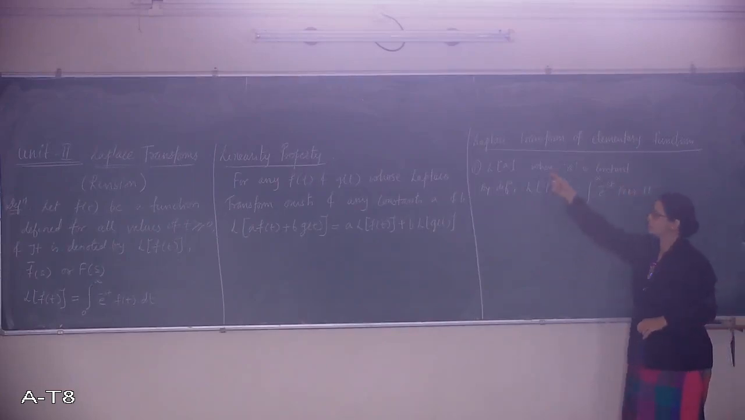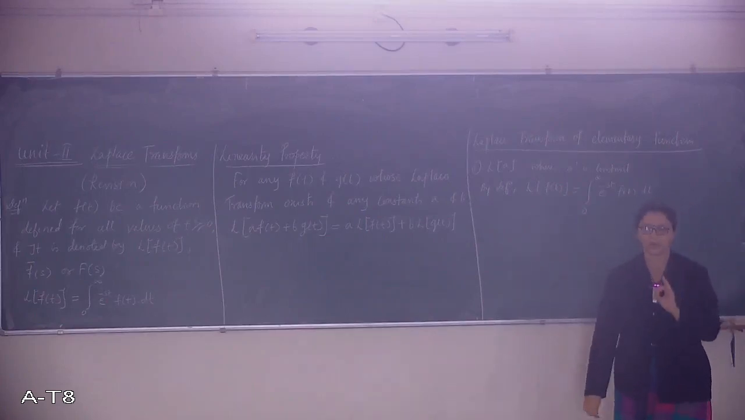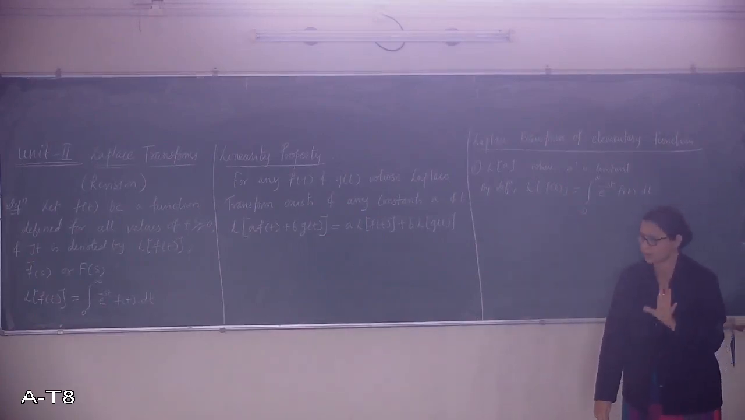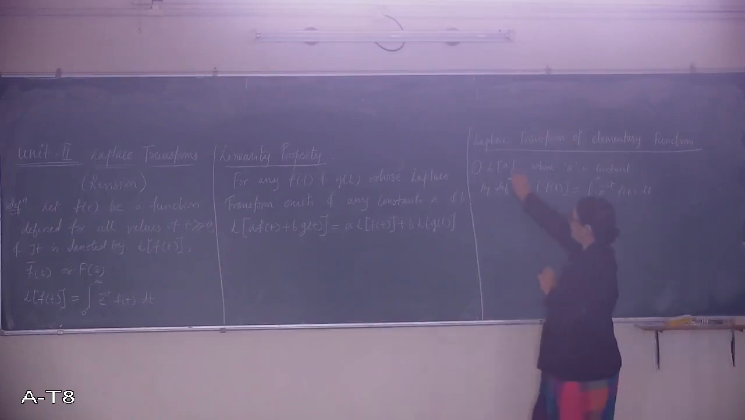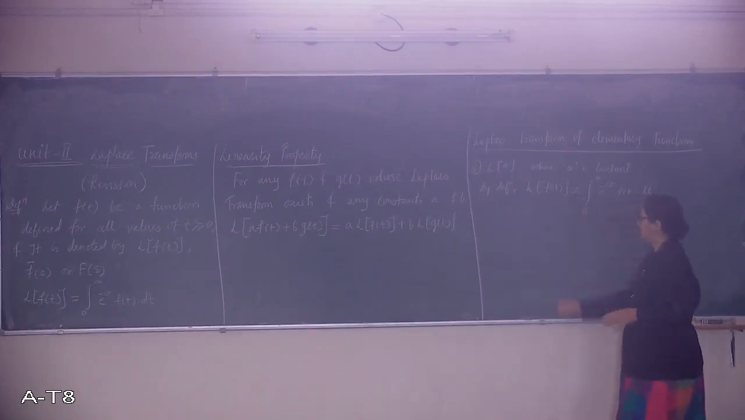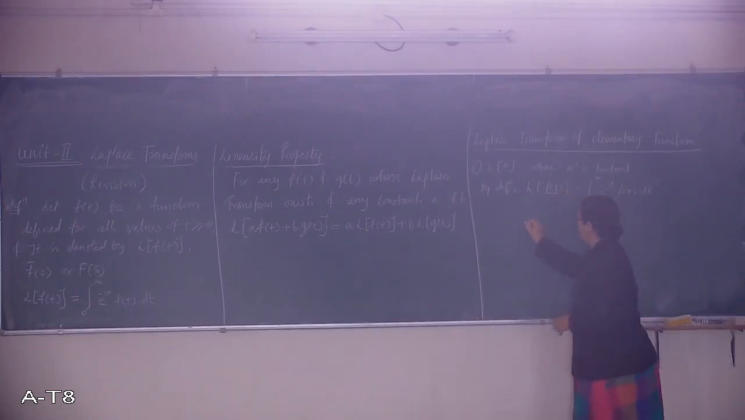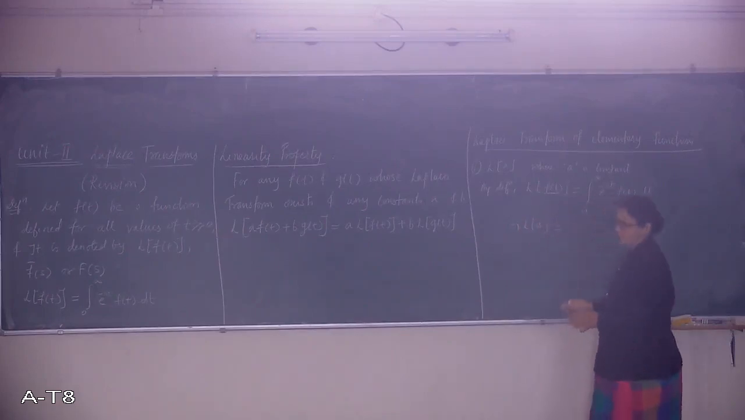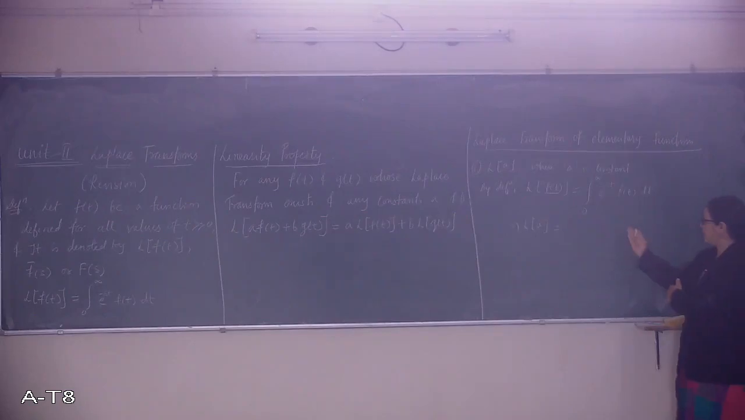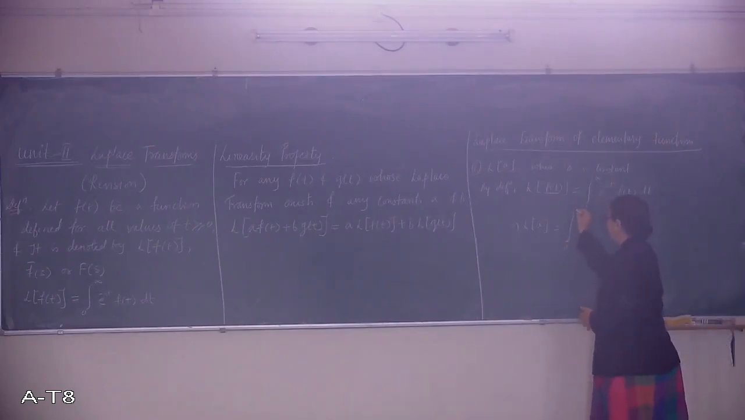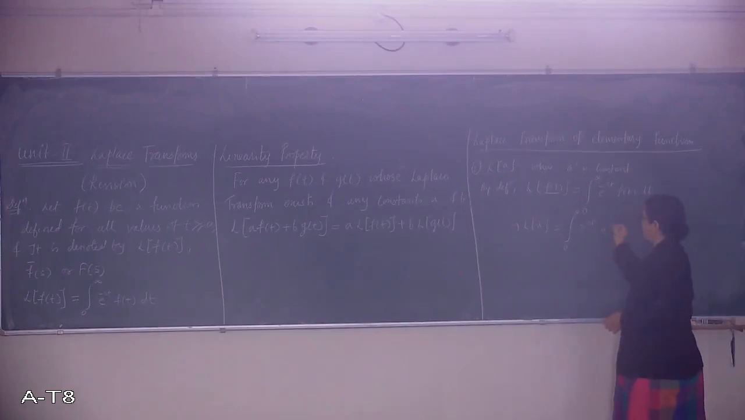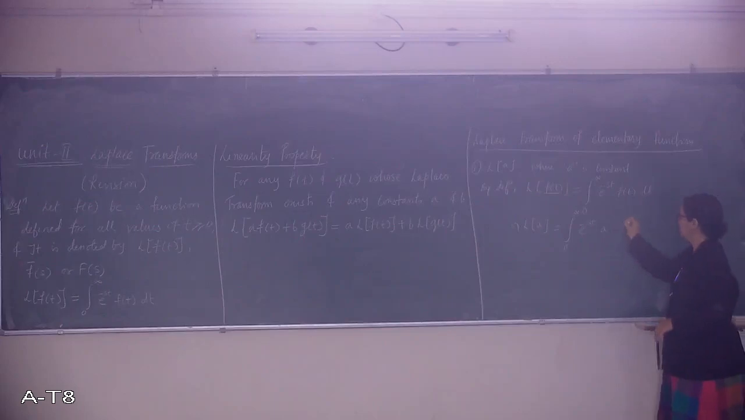Now the given question is to find the Laplace transform of a constant. Here the function is a constant function, so f of t is a. We have already done this in class. Now just substitute the value of f of t, that is a. So the Laplace transform of a is the integration from 0 to infinity of e to the power minus st, times f of t, which is a, dt.